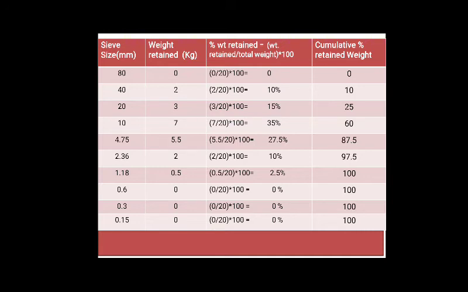Now in the next column you will see the percent cumulative weight retained. How to calculate percent cumulative weight retained? This is again the next important part of this numerical. You have to add the whole sum of the weight of previous sieves to calculate the cumulative weight of that particular sieve.